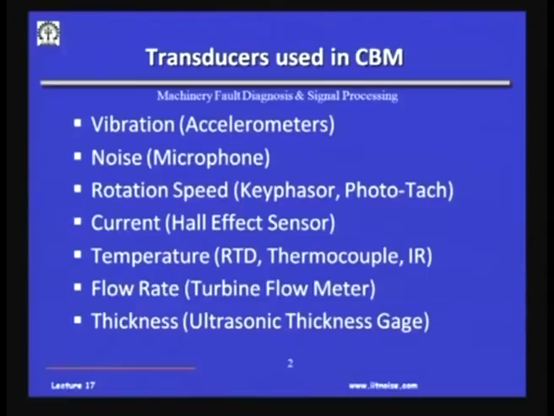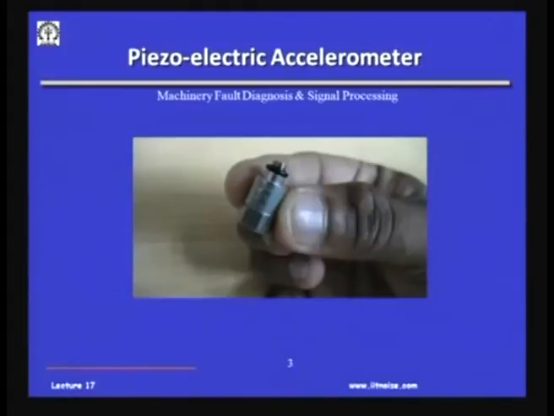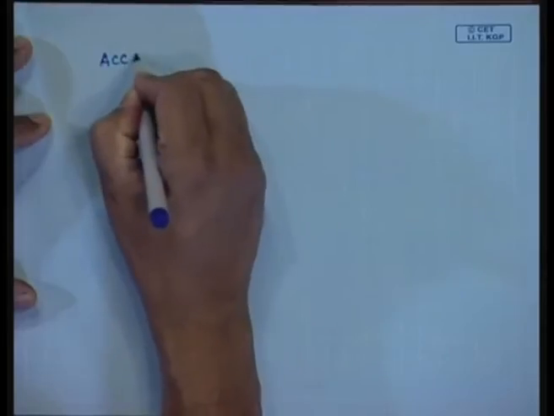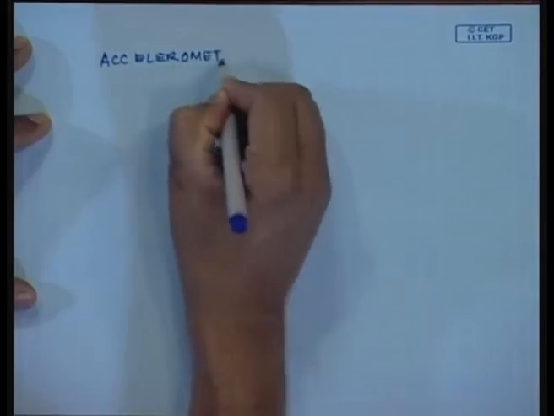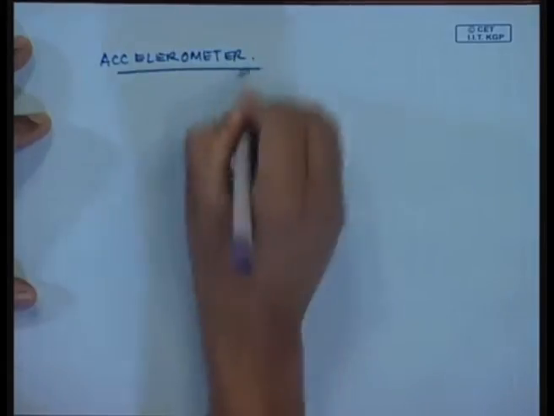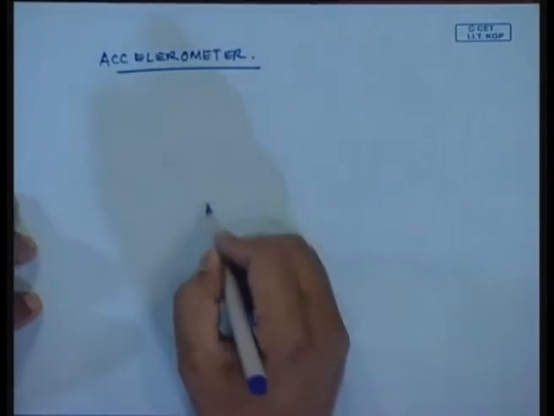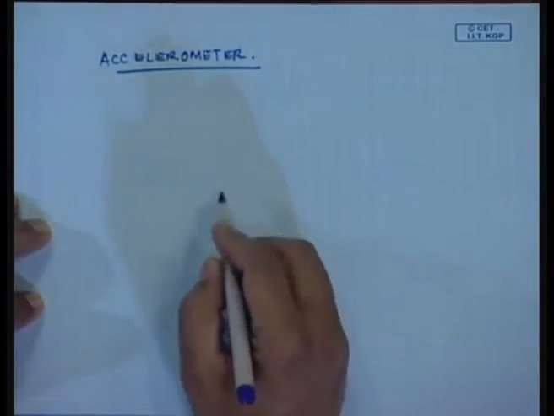So, I will begin one by one. To begin with, let me tell you what this accelerometer is about. This is just a piezoelectric accelerometer. We had studied the basics of accelerometers in the lecture on vibrations. Essentially, let me tell you the internal mechanism here.